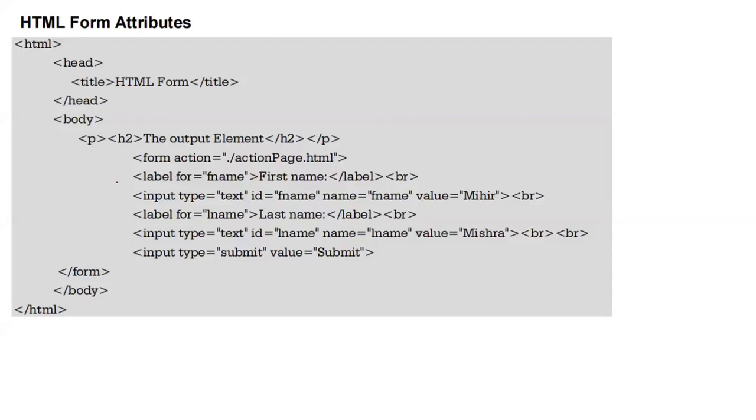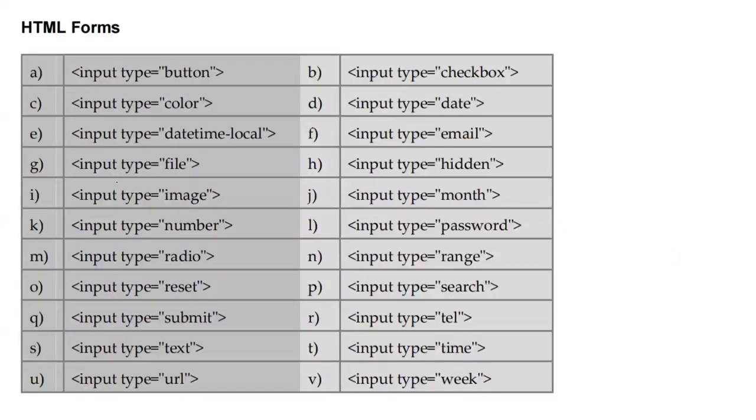And here I have shown a lot of input types. First one is your button. This button will specify the clickable option. So on clicking this particular button, a particular action will be taken. This is what the button specifies. And color, date and time, local, file, image, all of these can be given as an input.